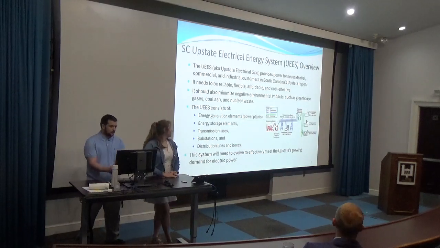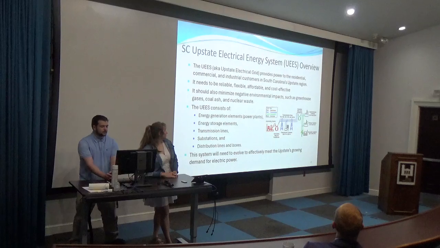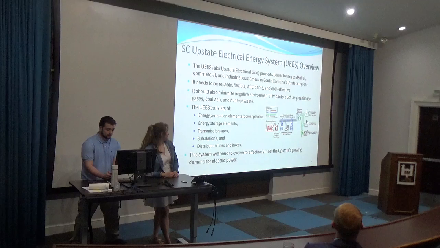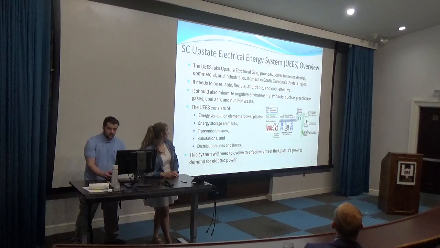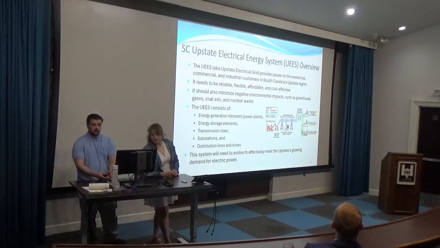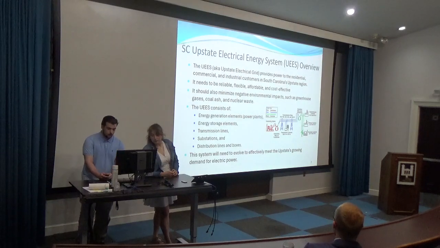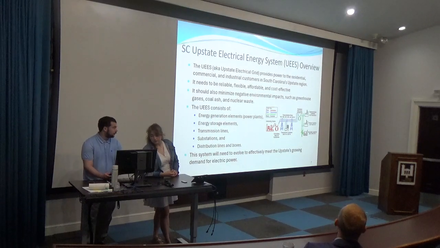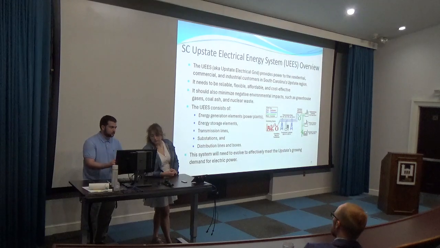So the purpose of the UEES is to provide residential, commercial, and industrial customers in upstate South Carolina with electrical power. The requirements of the UEES are to be reliable, flexible, affordable, cost-effective, and to not discriminate against industrial and consumer customers. The system should also minimize negative environmental impacts. There are 5 major parts of the energy system: the generation elements, storage elements, transmission lines, substations, and distribution lines and boxes.